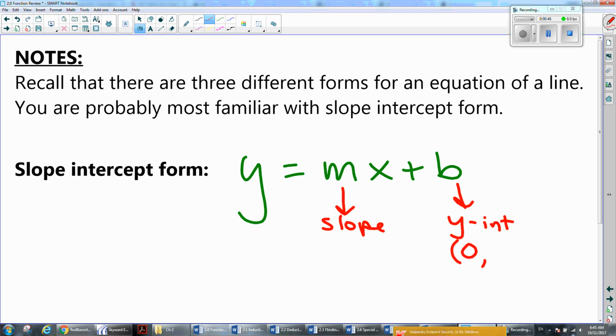Right, you're at 0 on the x-axis, and you go up b units. That's where it would cross the y-intercept. That's where it crosses the y-axis.